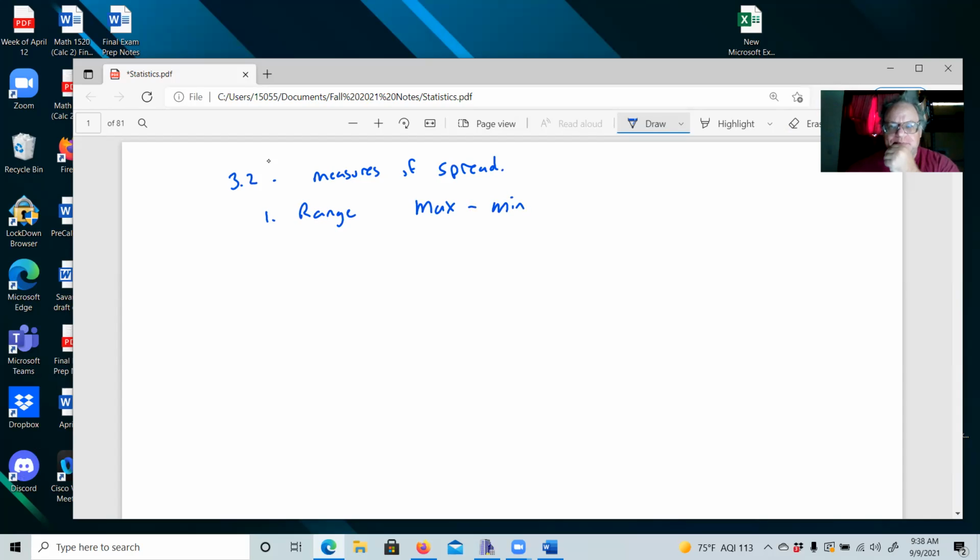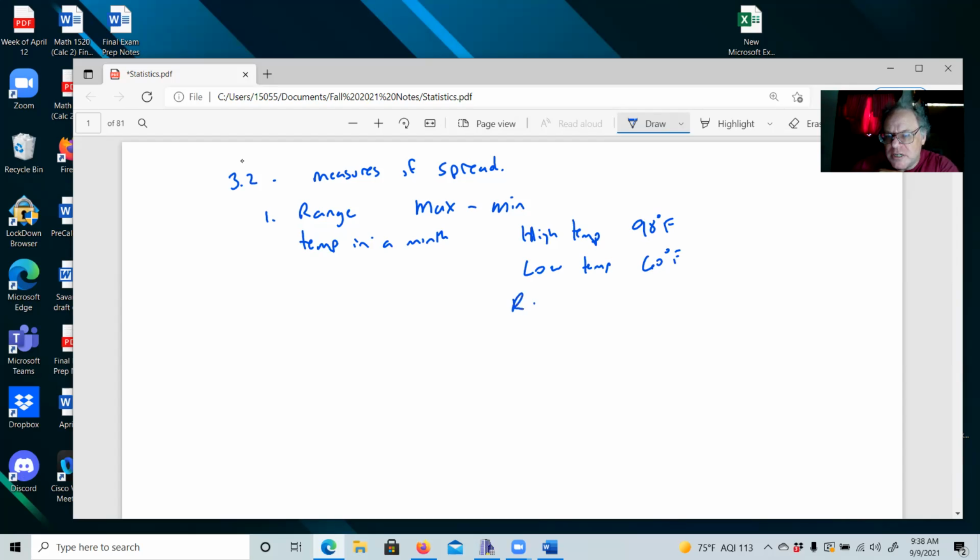So if we have something like temperatures over a certain month, maybe the high temperature for the month is 98 degrees Fahrenheit, and the low temperature for the month is 60 degrees Fahrenheit. Then the range, and I like to write the range as this: 98 minus 60 is equal to 38. I like to write this whole expression as the range.